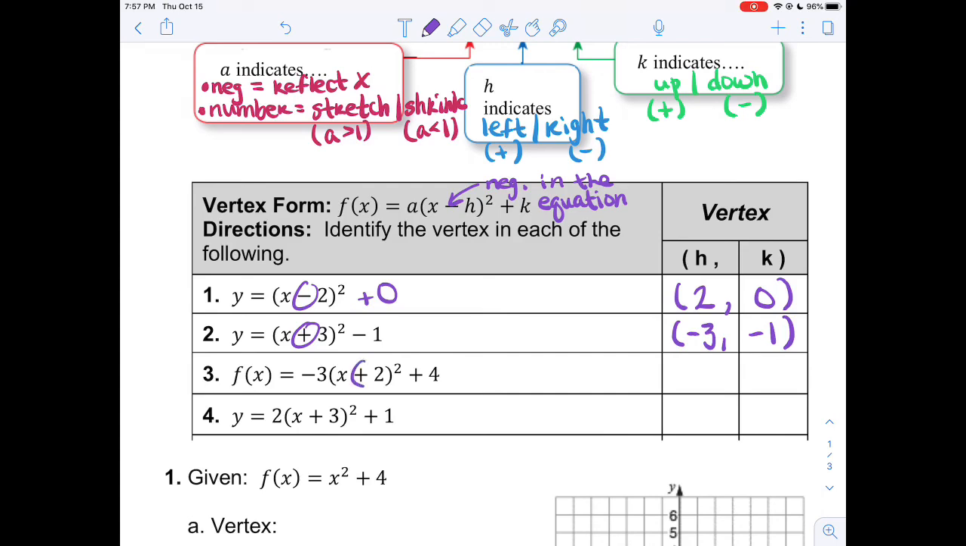Okay, looking at number 3, we have a positive again, so a positive 2 in the equation is a negative 2 for h. We have a positive 4 for k, so our vertex is at negative 2, 4. And finally, one more negative, meaning that we have a negative 3 because of the positive there in the equation, and a positive 1.